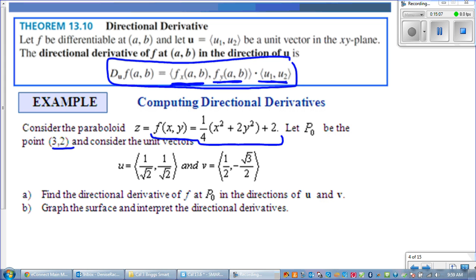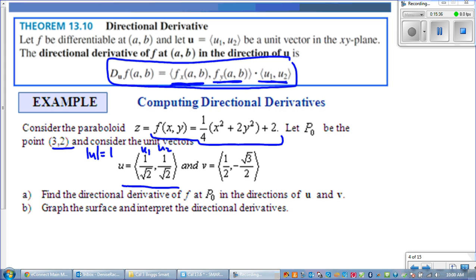So I'm going to use first the direction u. So this is my u1 and my u2. Verify that it is a unit vector. If you take the magnitude of this vector, it would be the square root of (1 over the square root of 2) squared plus (1 over the square root of 2) squared, and that does have length 1. So the magnitude of u is 1, so it is a unit vector.